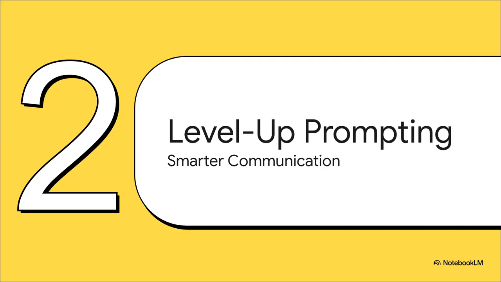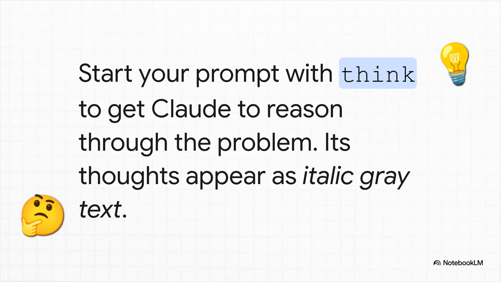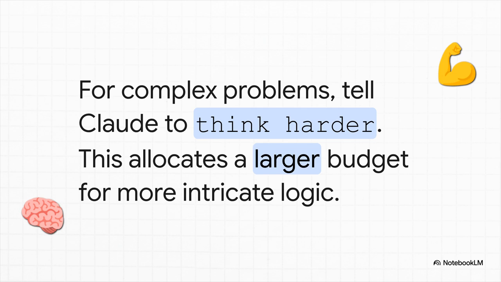All right, so with the basics down, it's time to learn how to communicate smarter. This is really where you unlock the AI's true power, because it's not just about what you ask, but how you ask it. This is probably the simplest trick with the biggest impact. Seriously, to get Claude to allocate a basic thinking budget and actually reason through a problem before it answers, all you do is start your prompt by telling it to think. You'll literally see its thought process pop up in the terminal as this italic gray text. It's awesome.